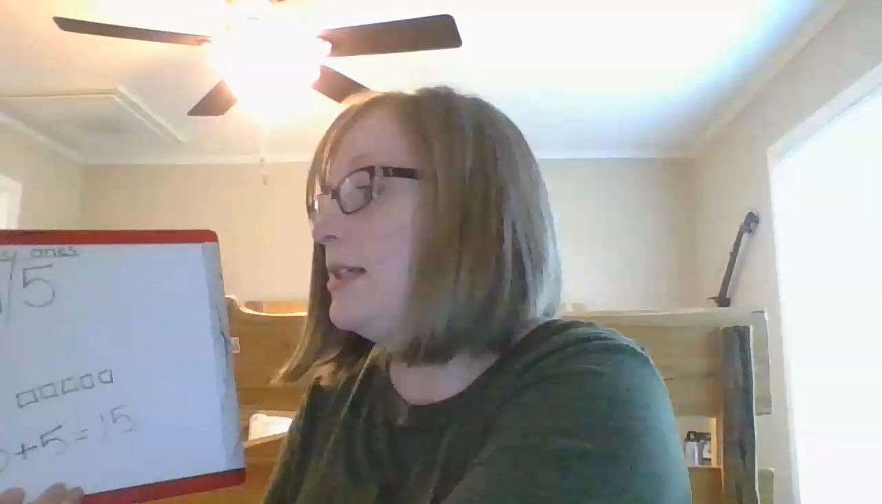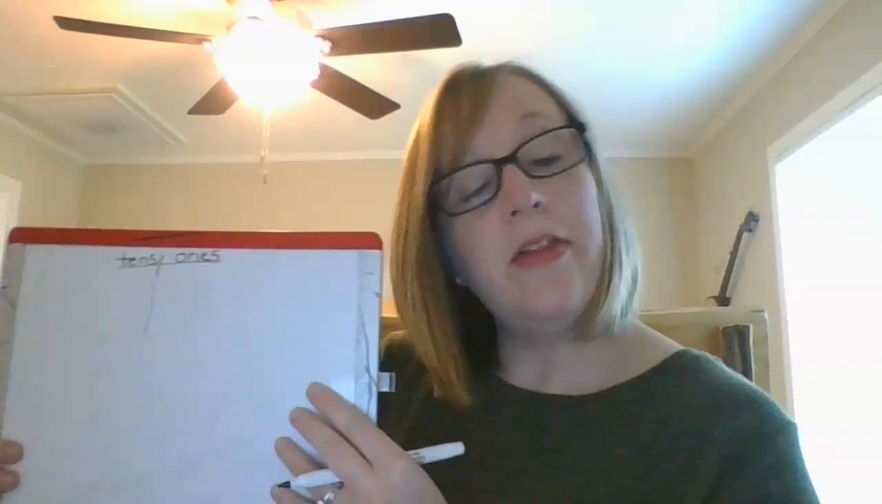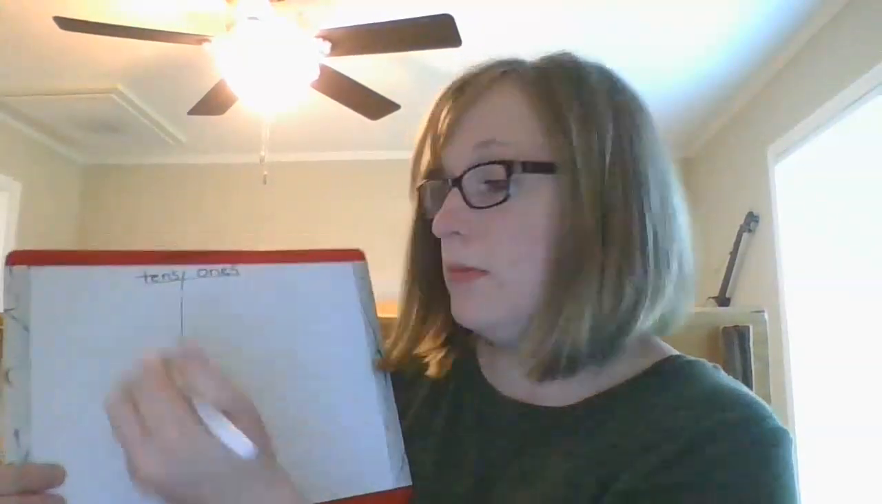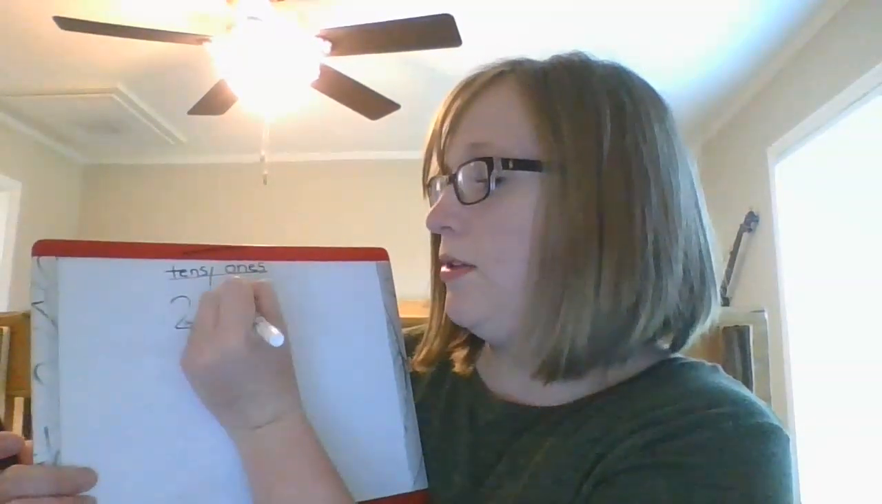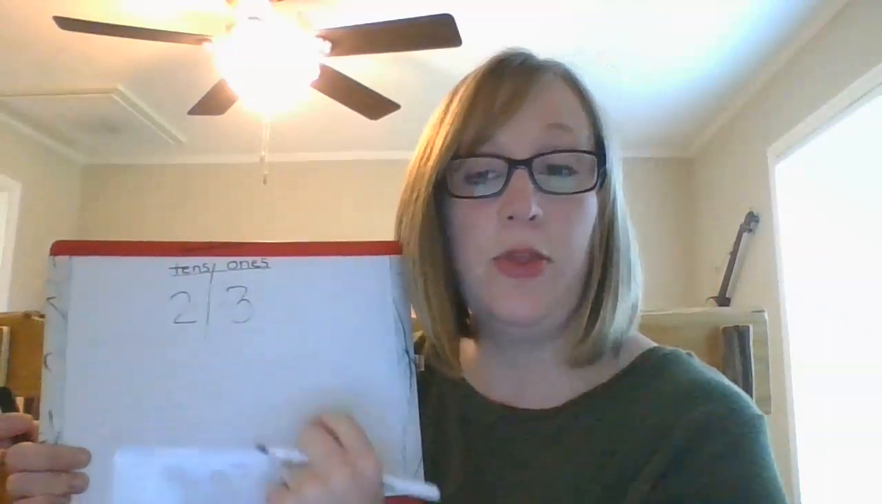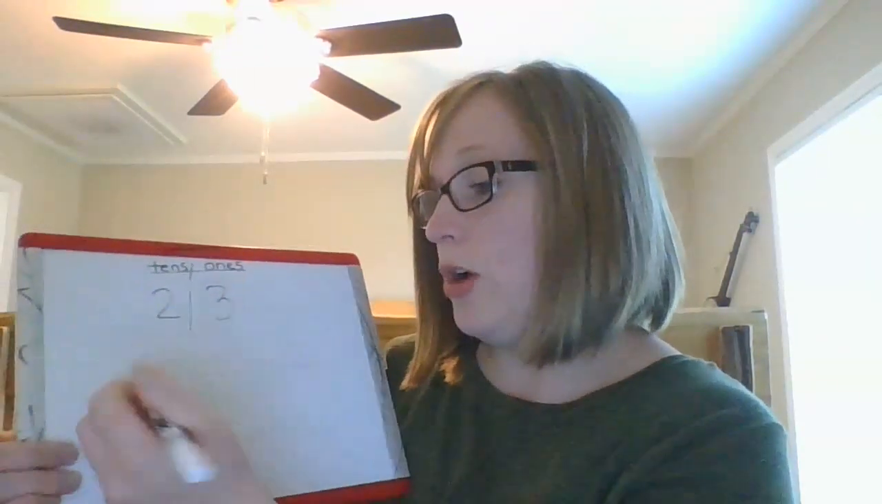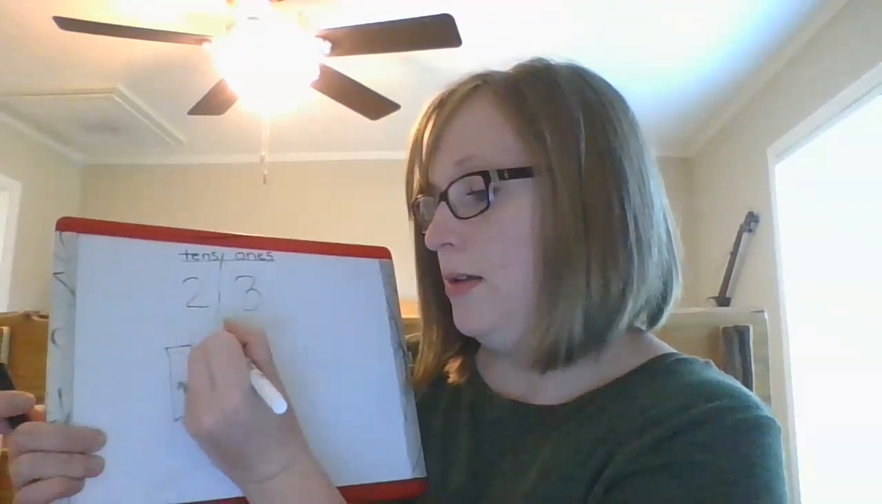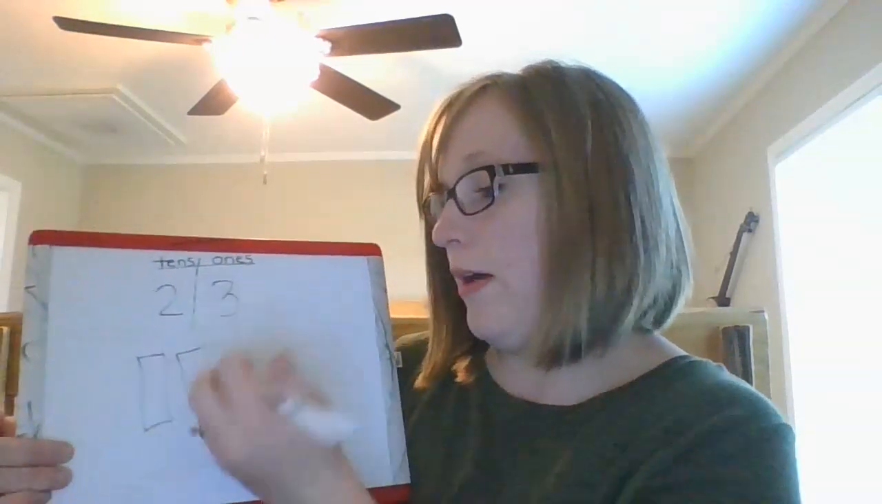We're going to try that again with another number for practice. This time, I'm going to do the number 23. So when I write out the number 23, I'm going to put it in my T-chart. 23 has 2 tens and 3 ones. So I'm going to draw out my tens and I draw out my ones.